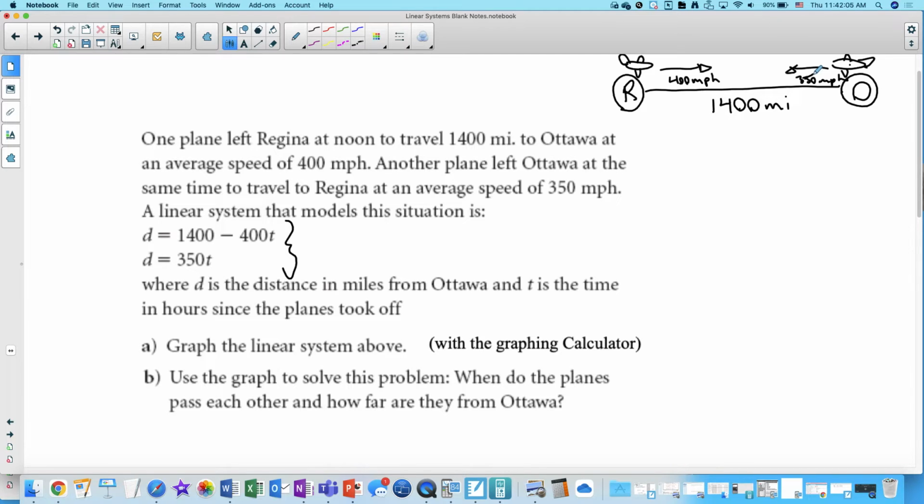The 400 means it's probably looking at this plane, right? So at the start, it's 1,400 miles away, and then every hour that passes, it gets 400 miles closer. So the distance for this plane keeps decreasing. Starts 1,400 miles away, and then it keeps getting smaller and smaller until eventually it arrives in Ottawa. Whereas for this equation, D equals 350t, that looks at this plane, right? At the start, the distance from Ottawa is 0, and then it keeps increasing by 350 miles per hour.